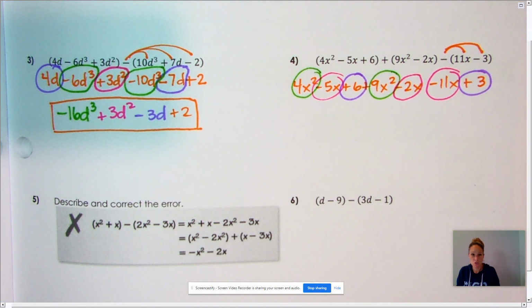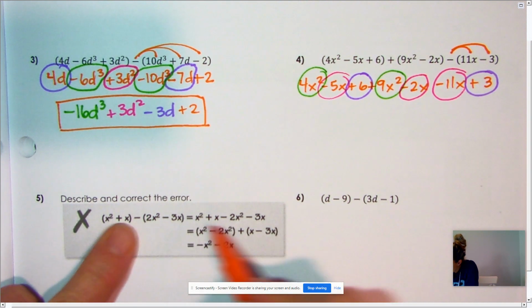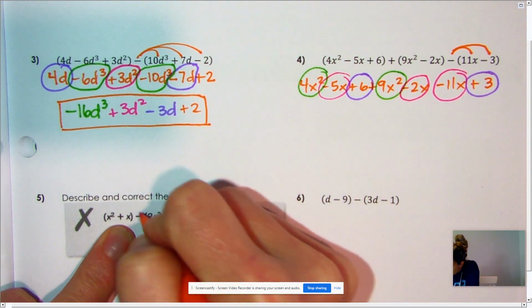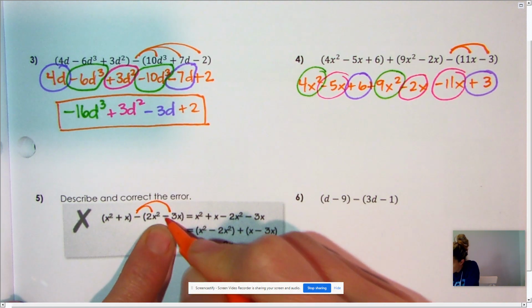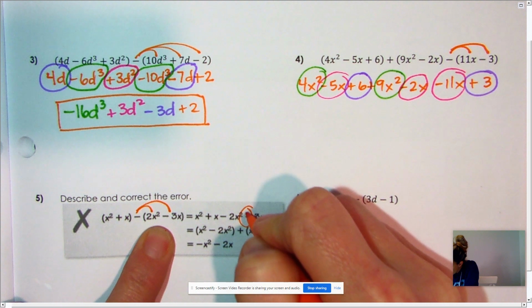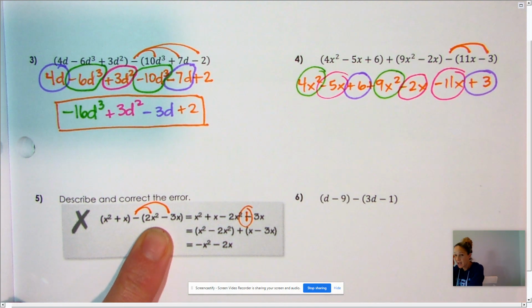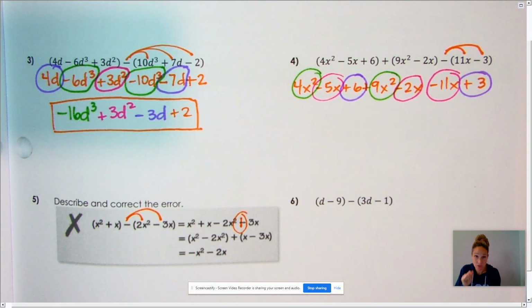Okay, so this one says describe and correct the error. So let's see, they wrote the x squared plus x, that looks good. And then they distribute the negative, so it should be negative 2x. A negative times a negative is a positive. So they forgot to distribute the negative. So write that out and then find the correct answer.